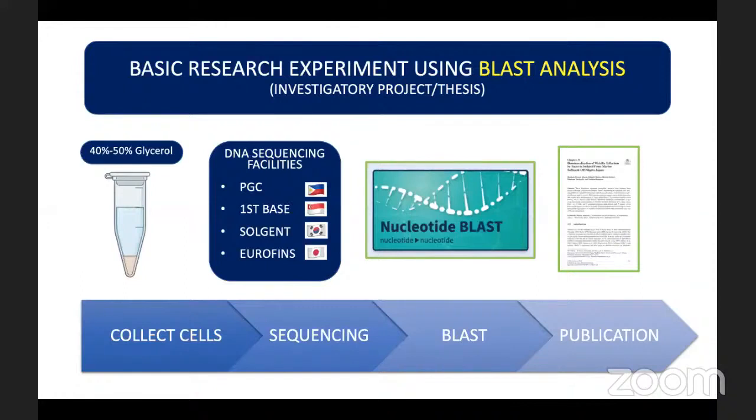So, for example, if the organism under study is still unknown, and you want to know its identity without going through the laborious process of primer design, DNA extraction, PCR, electrophoresis, and all, you can actually send the bacterial cells stored in glycerol to a DNA sequencing facility. You have to communicate with the DNA sequencing facility if they will accept that sample.